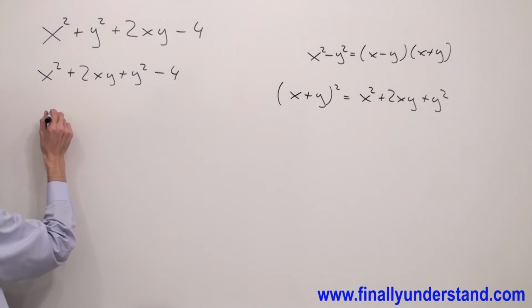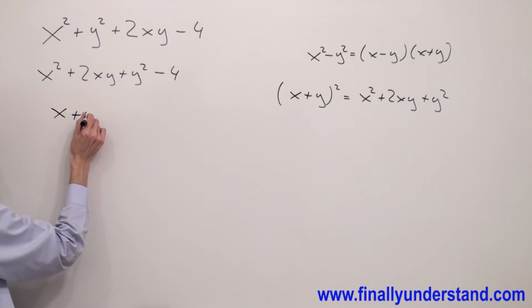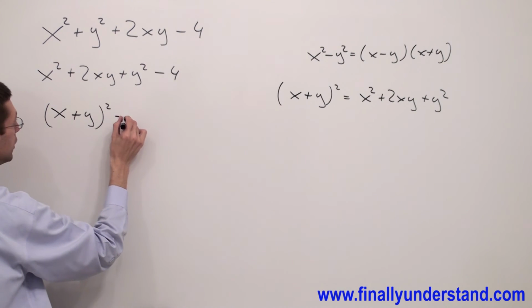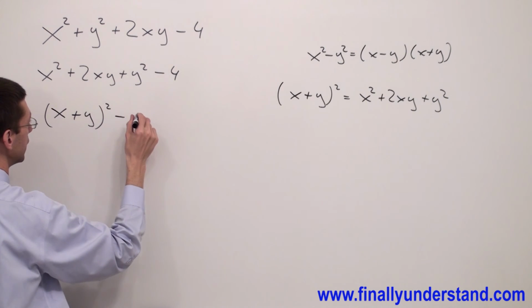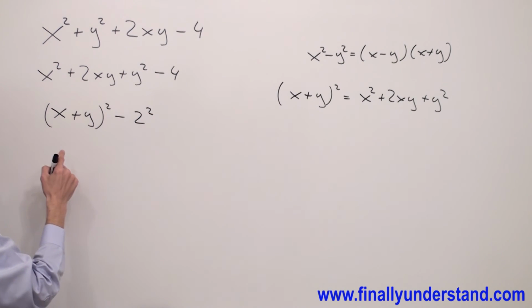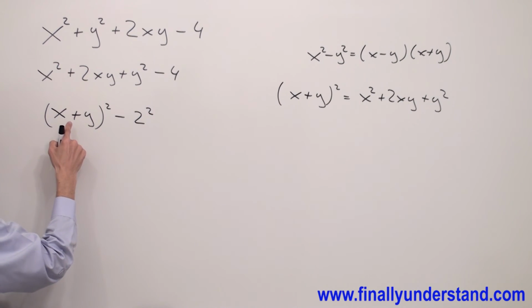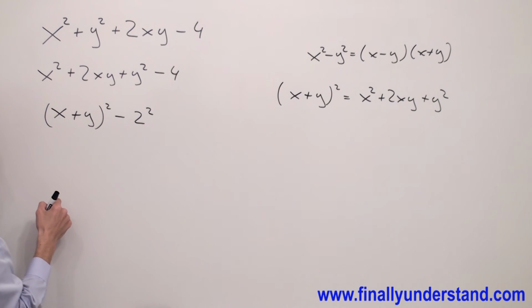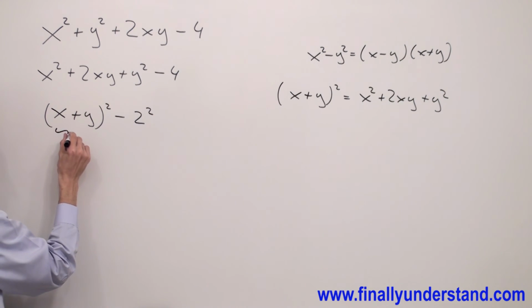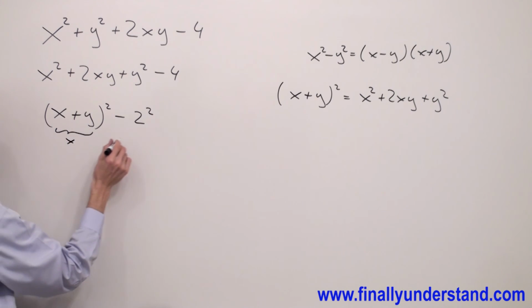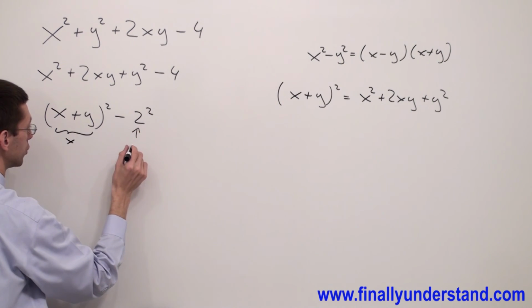And I'm going to write x plus y to the second power minus, and 4 I'm going to rewrite as 2 to the second power. Take a look what we have got. We got nothing else, just the difference of two perfect squares. Okay? This is going to be my x. 2 is going to be my y.